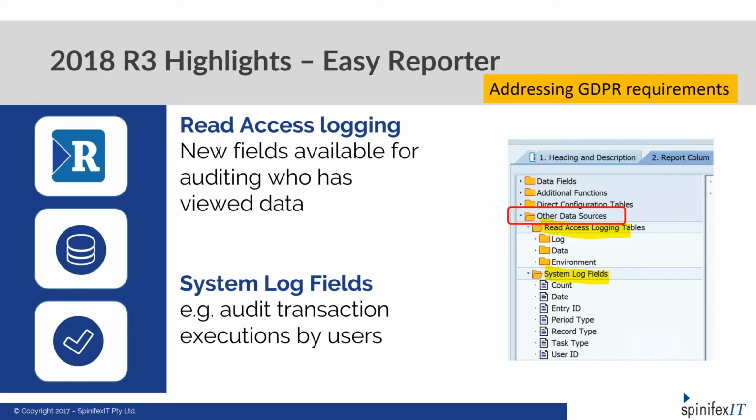One set of fields allows you to monitor who has viewed data, right here, as opposed to the standard auditing fields that indicate who has changed data. And the second set of fields can be used to report on which users have utilized which SAP transaction codes. All of these new fields are found inside of the Other Data Sources folder on tab 2.